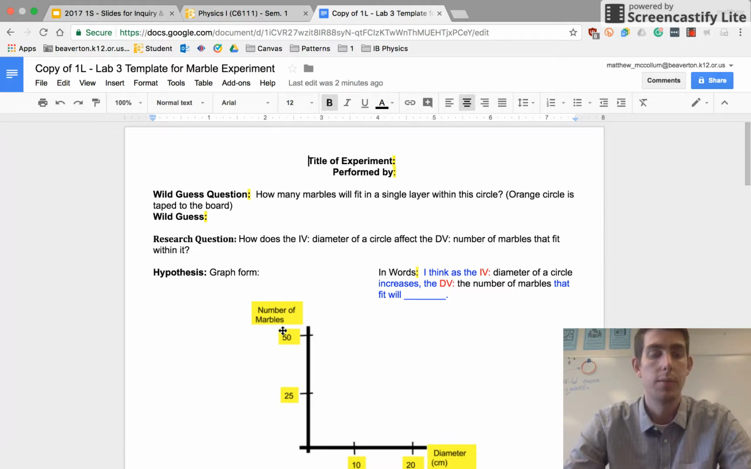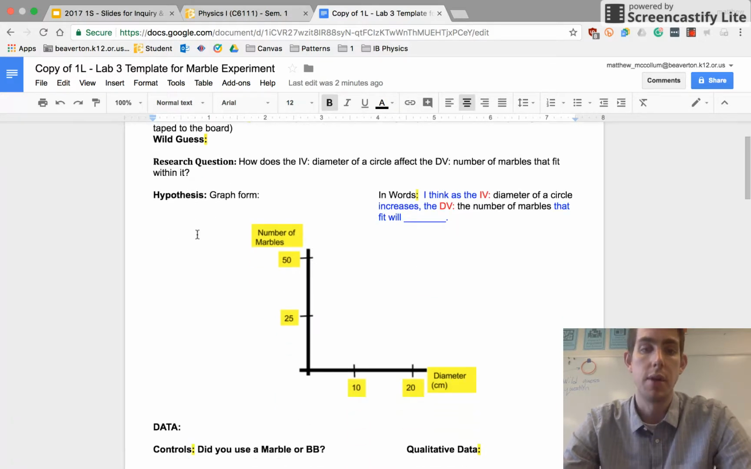After you paused it, make sure you did do that. We're going to go down to our hypothesis in graph form. In words, you're saying, I think as the diameter of the circle increases, the number of marbles that fit will blank: increase, decrease, or stay the same.